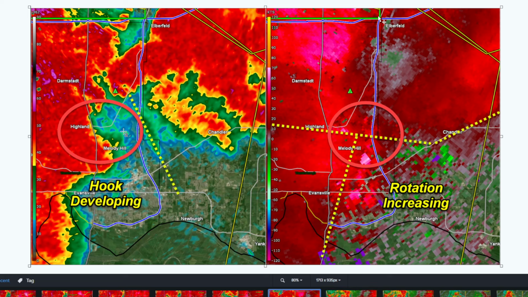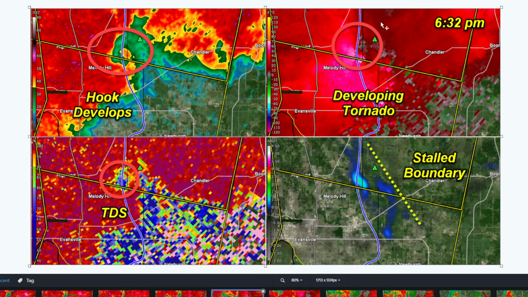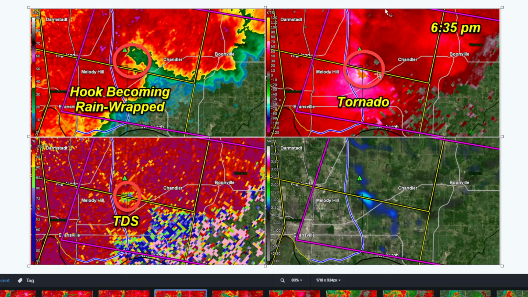You can also start seeing a hook develop near Melody Hill that really becomes more pronounced here at 6:32. So you see the hook on reflectivity here. That's definitely a couplet right there. That's where we had the developing tornado, which was practically on the ground already because we had a debris signature on radar. Again, this is where that stalled boundary was across Warwick County. As it started to interact with that third boundary, we really started to see this rotation develop and this tornado strengthen. As we move on to the next slide at 6:35, you can see a pretty tight couplet right there that continues to intensify.